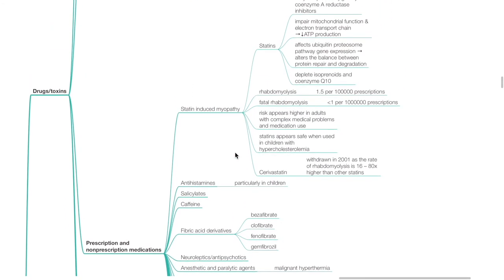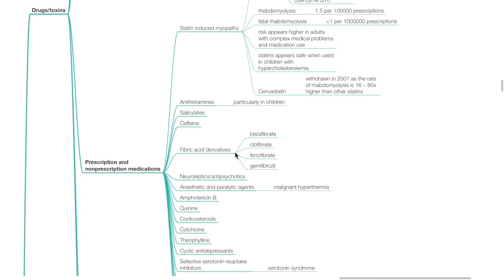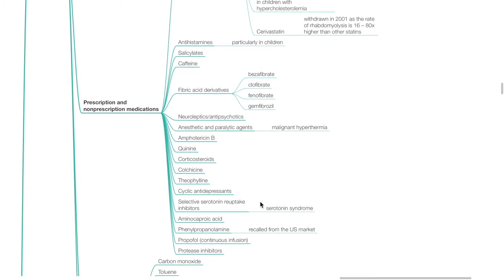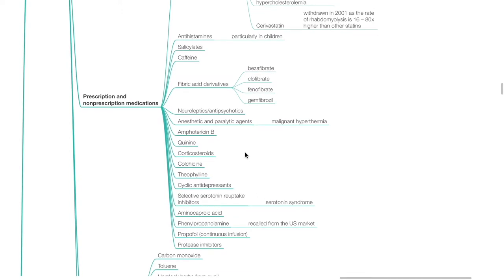For example, statins, antihistamines, salicylates, caffeine, fibric acid derivatives such as bezafibrate, clofibrate, fenofibrate, and gemfibrozil, neuroleptics or antipsychotics, anesthetics and paralytic agents associated with malignant hyperthermia, amphotericin B, quinine, corticosteroids, colchicine, theophylline, cyclic antidepressants, selective serotonin reuptake inhibitors, aminocaproic acid, continuous infusion of propofol, and protease inhibitors.